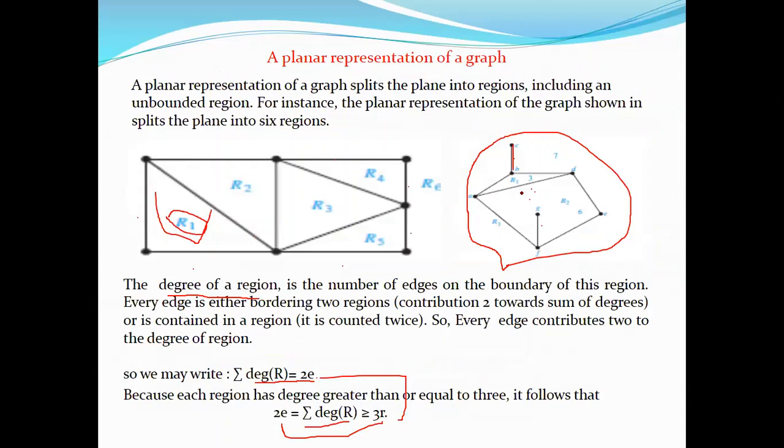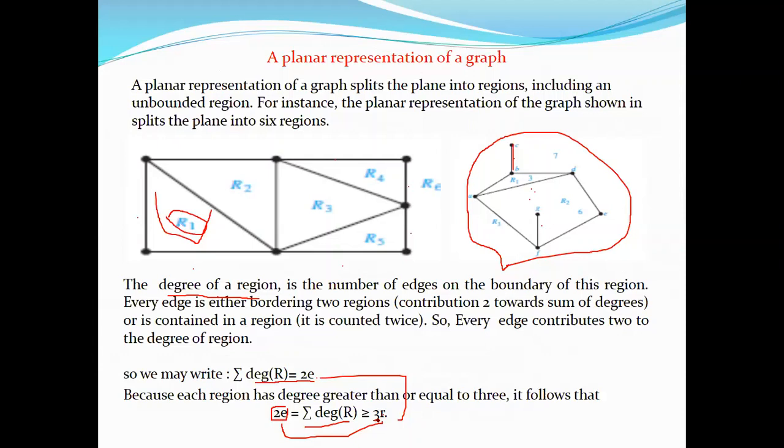The last discussion was that the sum of degrees of vertices is equal to 2E, and 2E is greater than or equal to 3R. What is R? R is the number of regions. And why is this 3 appearing here? Because every region is bounded by at least 3 edges. So this 2E, the sum of degrees of vertices, is always greater than or equal to 3R. Remember, it is 2E which is greater than or equal to 3R.